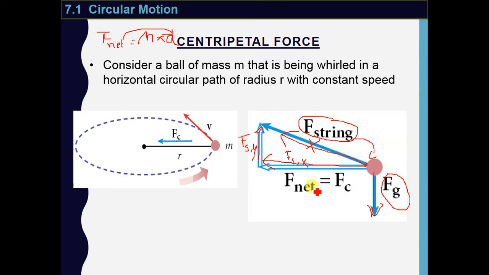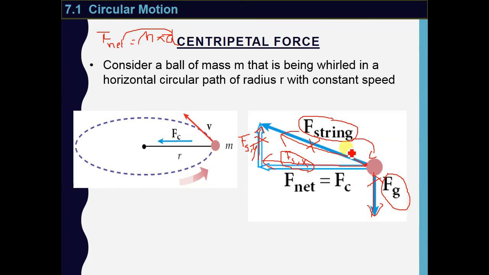We will add them in order to find F net. When we find F net, we add this plus this plus this, and for sure we take into consideration the direction. So F string along Y is up and Fg is down along Y. These two cancel each other. They are equal and opposite forces. So what do we still have? F string along X, the component of F string along X, so it is the net force. Again, net force is the sum of forces acting on an object, so it's F string plus Fg.